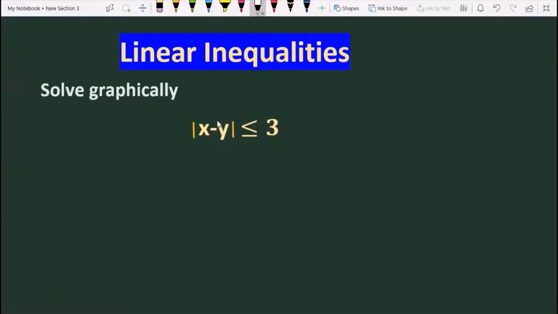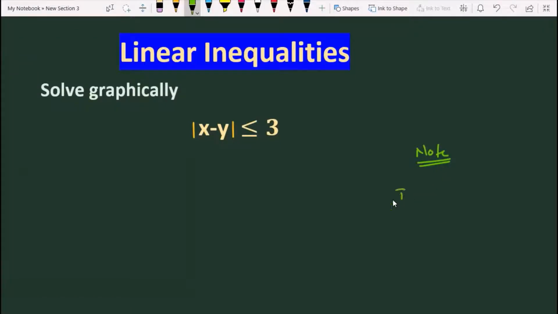In today's class, we will discuss a very interesting question of absolute value inequality. Absolute value inequality, or modulus inequality, solve graphically. इसको हम graphically solve करेंगे. First of all, we must remember the concept of inequality, modulus inequality.